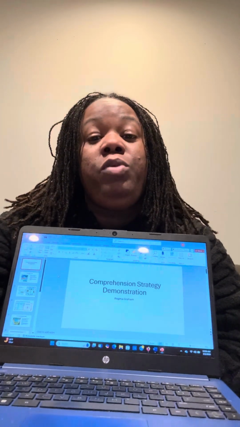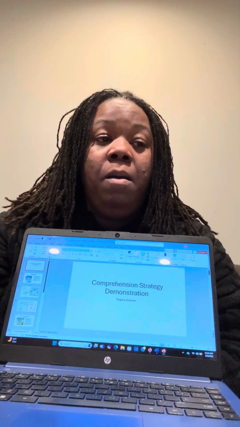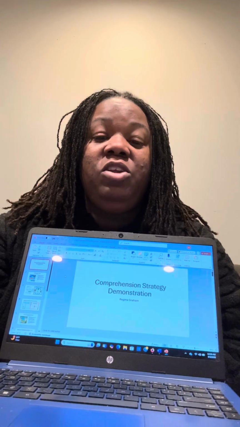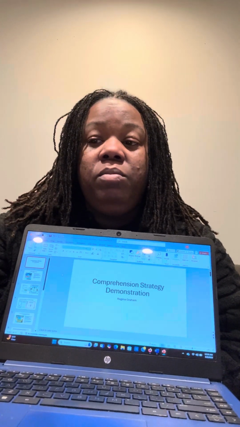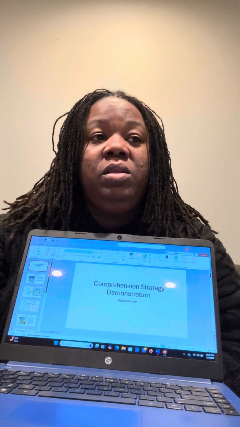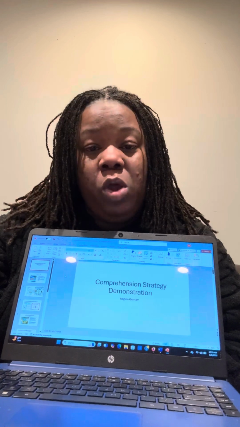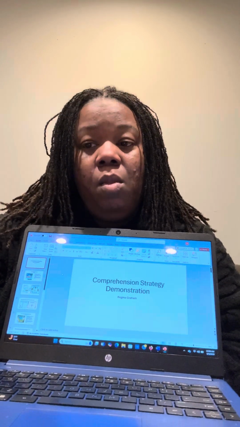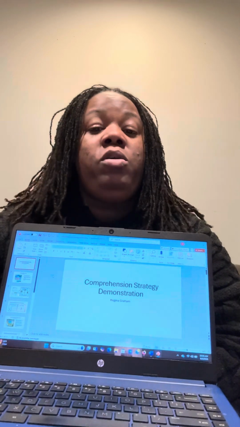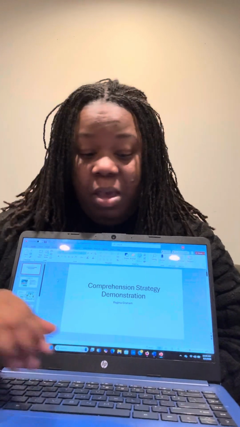I'll be going over three books. All the books that I found can be read as paperback books as well as digital books. I have three questions for each of the books: a literal question, an inferential question, and an evaluative question. At the end of the demonstration, I will also provide the links to the digital books.